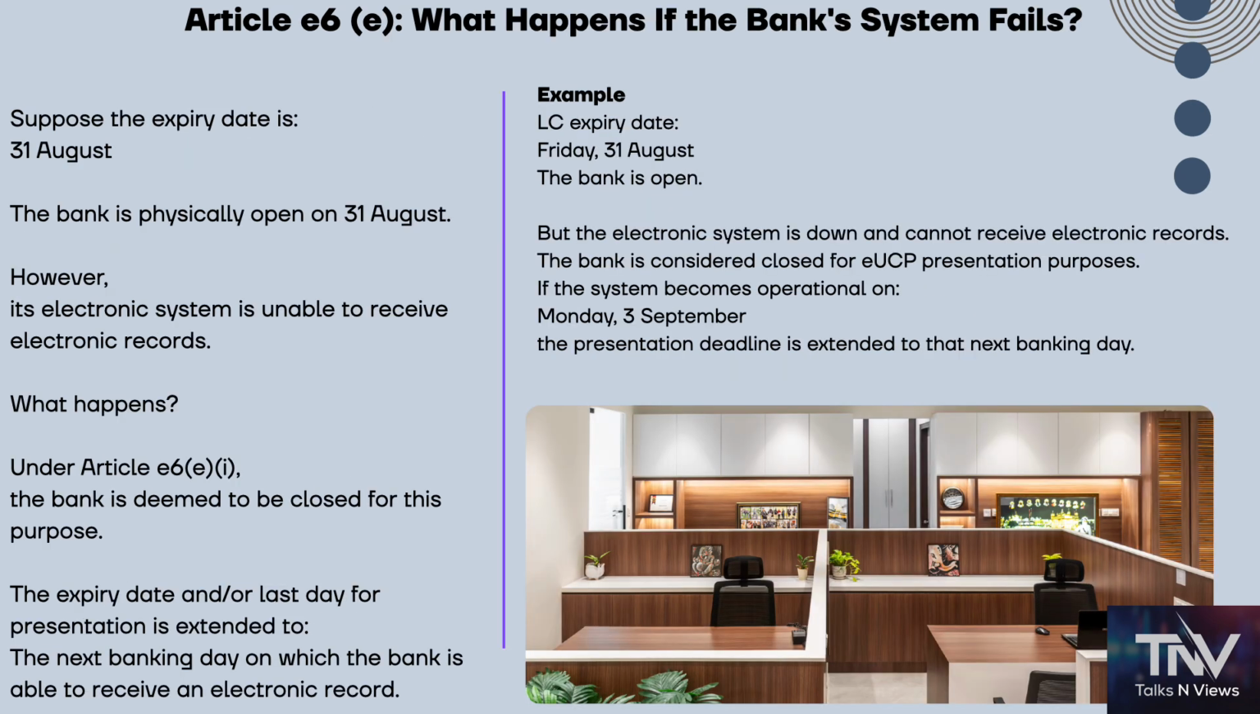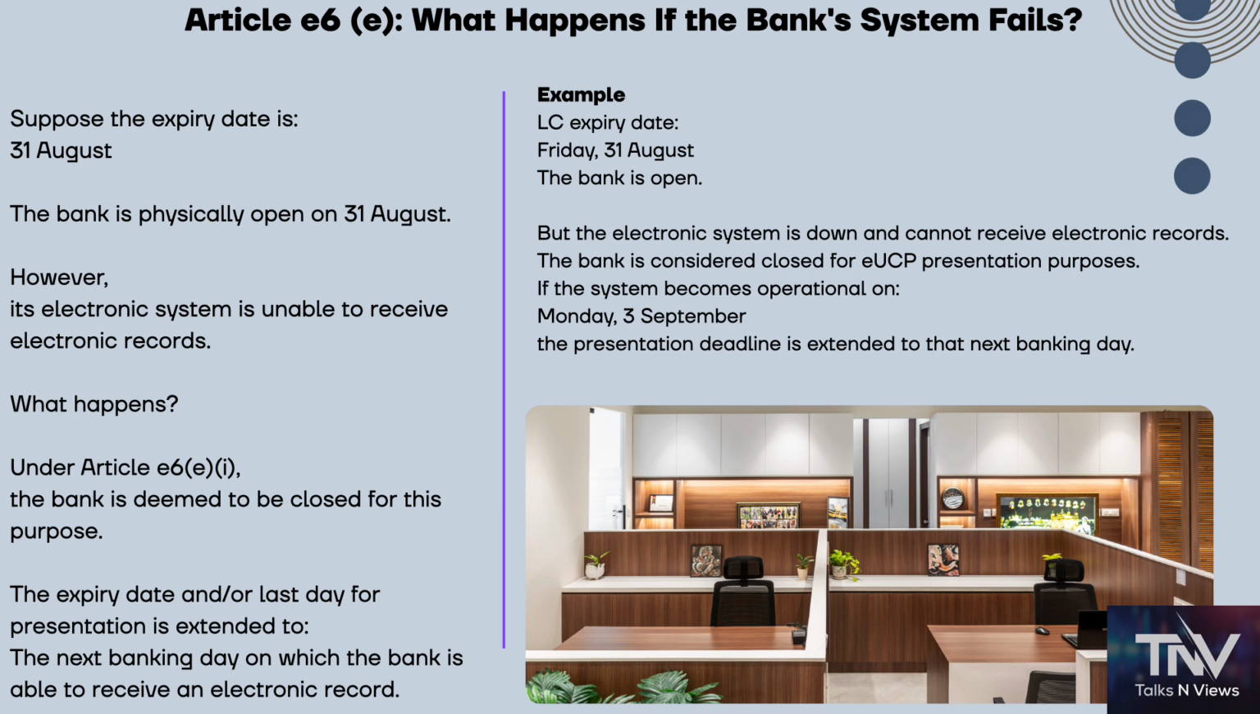Article E6, E. What happens if the bank system fails? This is a very practical situation. Suppose the expiry date is August 31st. The bank is physically open on August 31st. However, its electronic system is unable to receive electronic records. What happens? Under Article E6, E, I, the bank is deemed to be closed for this purpose. The expiry date and/or last day for presentation is extended to the next banking day on which the bank is able to receive an electronic record.